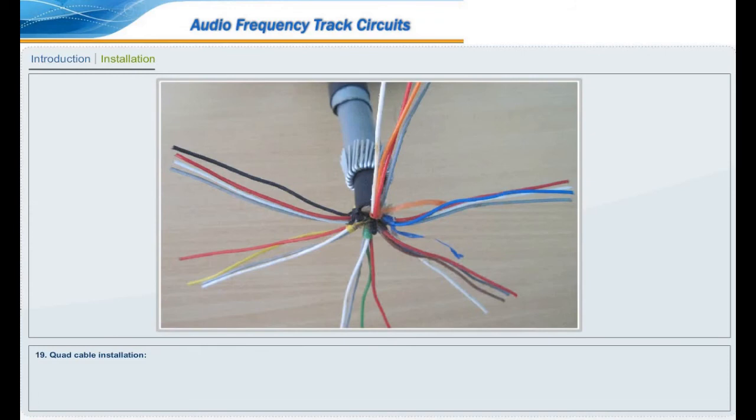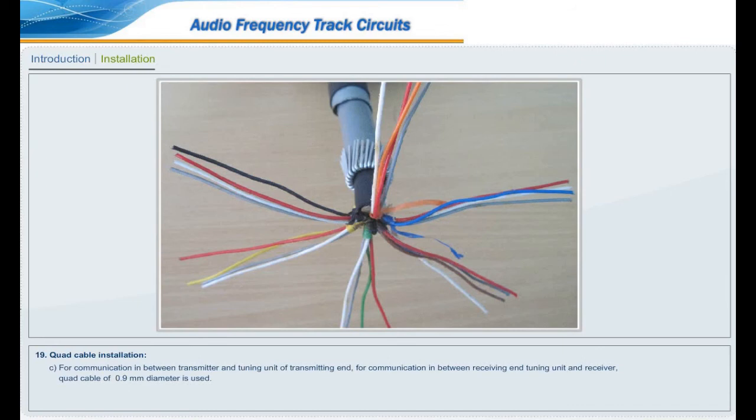Quad cable installation. Ensure transmitter conductor and receiver conductor of same track circuits are not run in one cable. Ensure receivers of different track circuits having same frequency are not run in one cable. Transmitters of different track circuits having same frequency are not run in one cable.